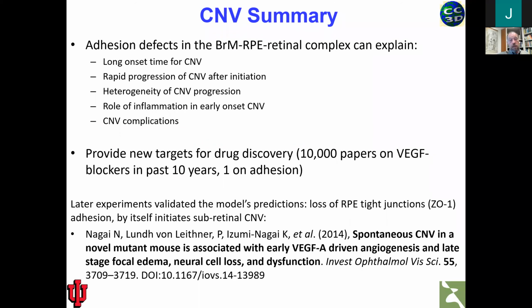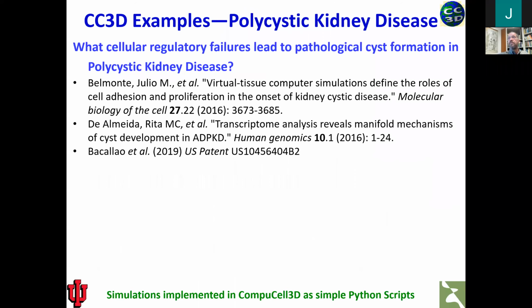This seemed to be a stretch when we did it quite a while ago, but in fact, some years later, there were experimental works done that showed that there were, in fact, adhesion defects, in particular adhesion between pigmented retinal epithelium and Bruch's membrane present in people who had this disease.